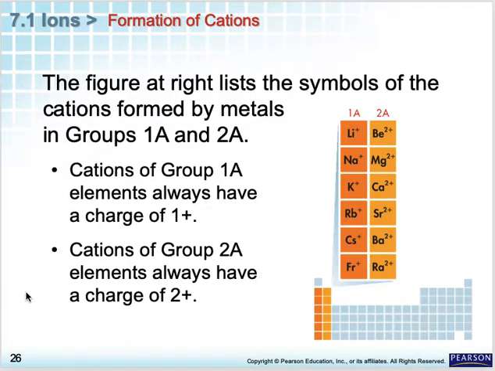So here we have the periodic table, just a blow up of group 1A and 2A. Group 1A is in a dark orange, and it is a +1 ion. Group 2A always have the same charge, and they are +2 ions. Now, these are ions that you need to know, all of them, and you need to know how to spell them, and you need to know what their charges are.